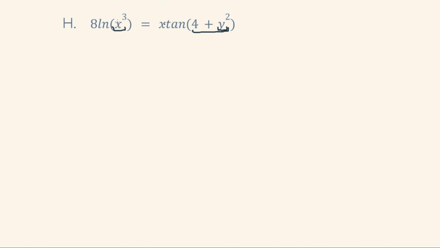Now here, notice, I mentioned before, this is a chain rule, but technically, remember what I said before, if you have the log of a to the b, you can just pull that exponent out to the front. It's just going to be b log a. So instead of doing a chain rule, I could rewrite this term, 8 ln x cubed, as 24 ln x. So instead of taking the derivative of this, I'll take the derivative of this one, which is just 24 times 1 over x. So a lot nicer. And now the derivative of that first function is just going to be 1. So 1 times tan of 4 plus y squared.